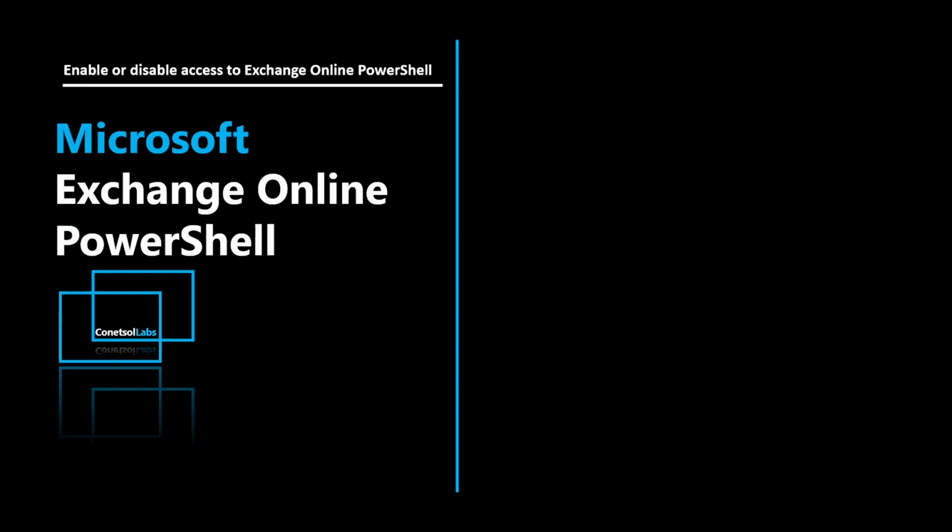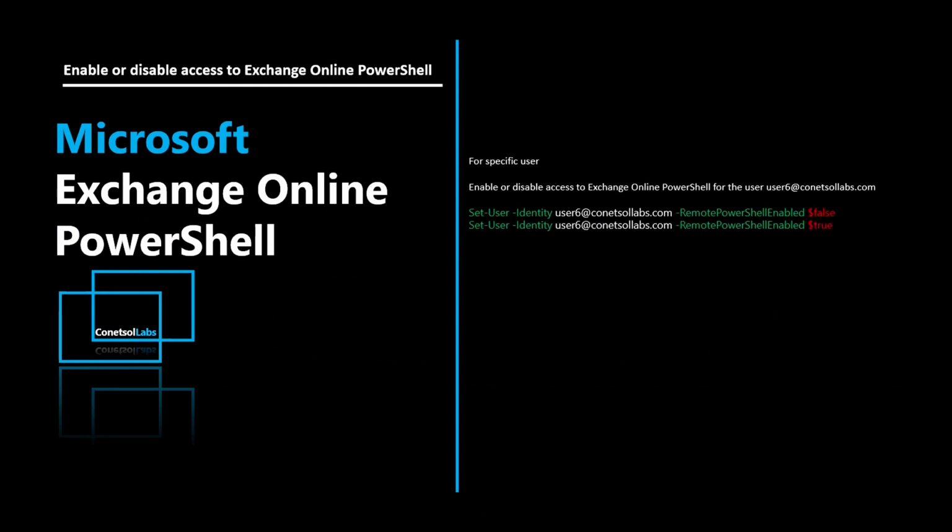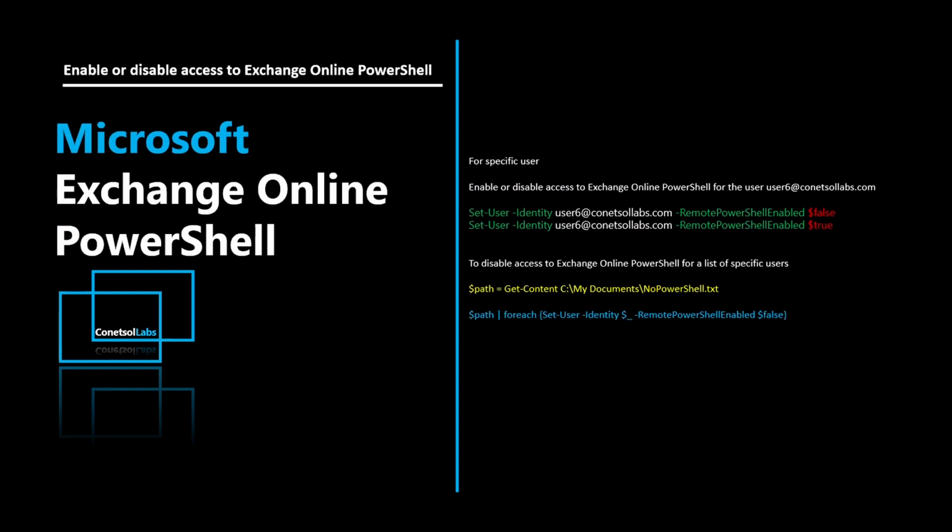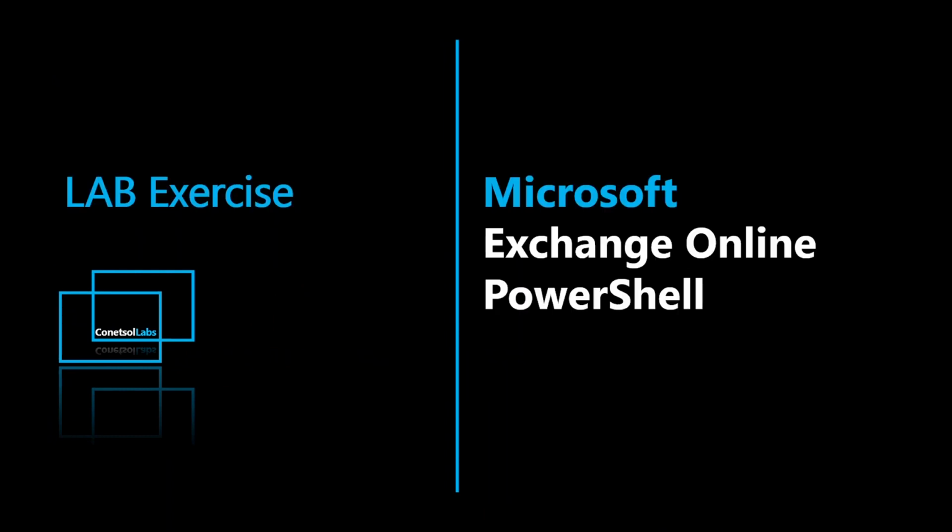Administrators can also enable or disable access to Exchange Online PowerShell for a specific user, many users, or a list of users. We will practice these commands in our lab exercise. In the lab exercise, we will practice how we can connect to Exchange Online PowerShell. We will also learn how we can enable or disable user access to Exchange Online PowerShell. So let's move to our lab exercise session.